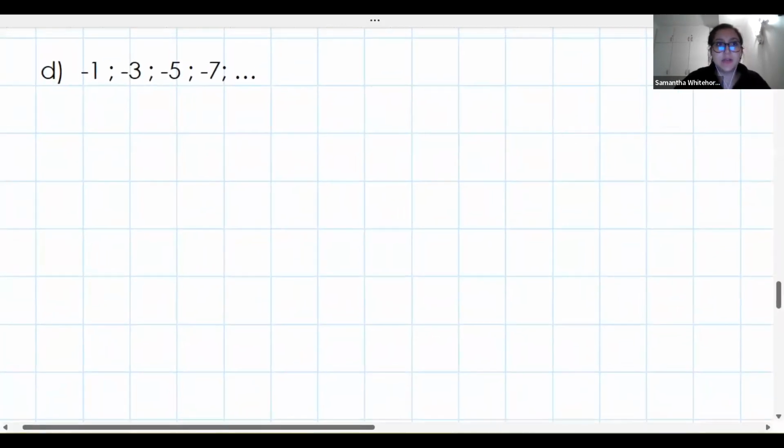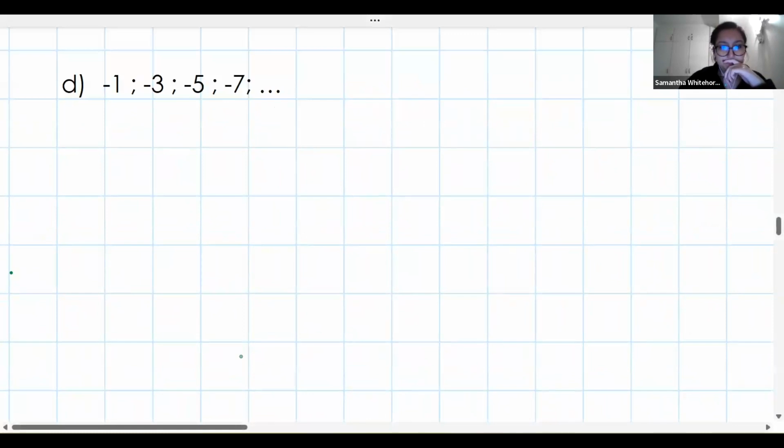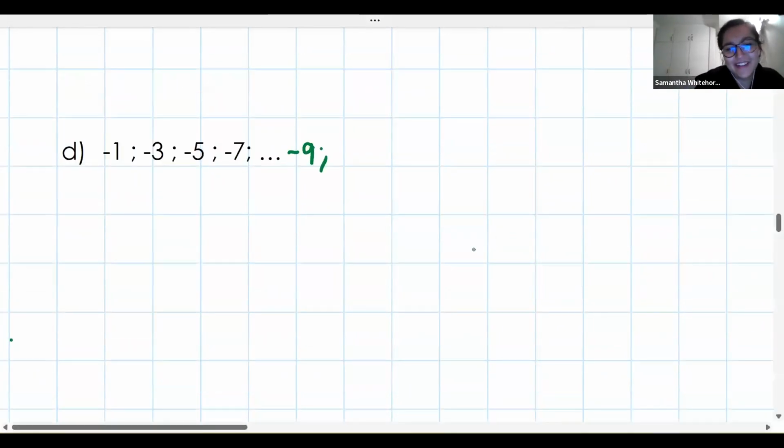Right, but let's start with D. Who would like to raise their hand to explain D for us? Tahira? There should be a pop-up to unmute yourself. There you go. Hi. So, you add -2 each time, so it would be -9. Yeah, keep going. -11 and -13. Perfect. Well done. Excellent.